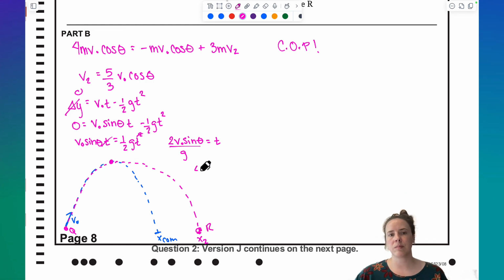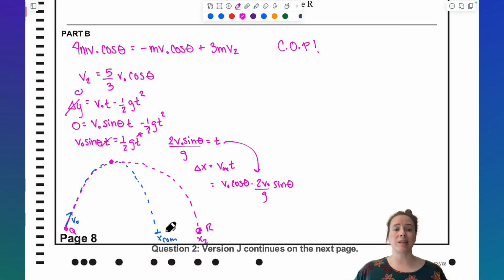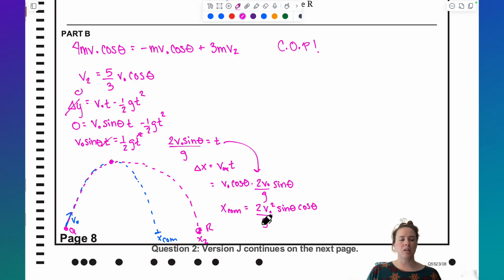Now you'll remember that my horizontal displacement goes like v naught x times t, because there is no acceleration in the x direction. So that's going to be v naught cosine of theta times the time it takes to get all the way to the end, which is 2 v naught over g sine theta. Now this is where my center of mass lands. So that's where my x center of mass is going to end up landing. That's going to be 2 v naught squared sine theta cosine theta over g, just to clean it up a little bit. So center of mass, that's where that's going to land.